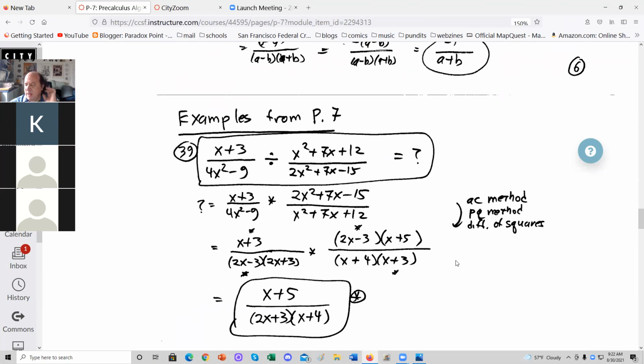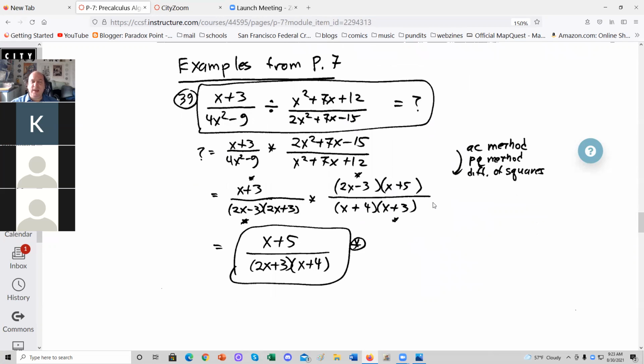Now we have a number of examples we'll be going over. Here we have x plus 3 over 4x squared minus 9, and that divided by this rather barbaric fraction, x squared plus 7x plus 12 over 2x squared plus 7x minus 15. What is it? Well, first thing we do is we take this fraction and flip it upside down: 2x squared plus 7x minus 15 over x squared plus 7x plus 12.